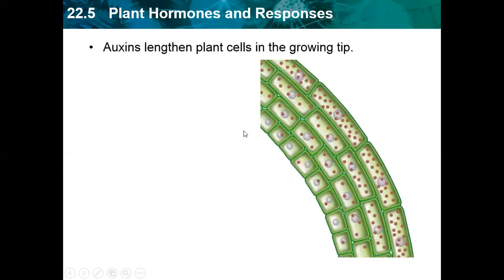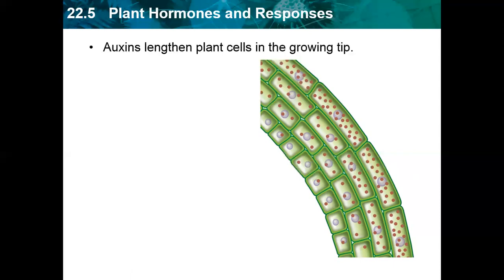Now, another one is the auxins. Auxins help to lengthen plant cells because the location of this hormone is at the tip of the plant itself. They are involved in the lengthening of plant cells produced in the growing tip.